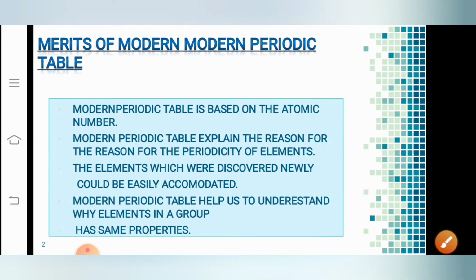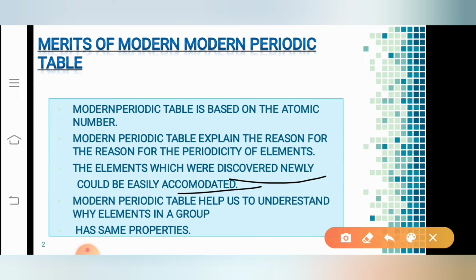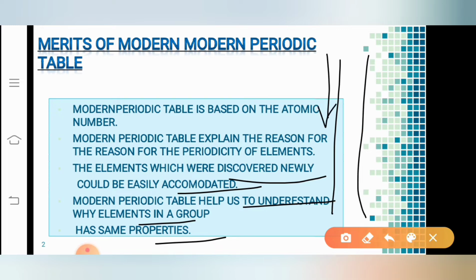Clear? And the new elements which were discovered in the future could be easily accommodated or placed in the modern periodic table. Clear? And the modern periodic table also helps to understand why elements in a group have similar properties. When I was explaining the groups, I told you the elements present in a group have the same or similar properties, right? So the modern periodic table helps us understand why the elements in a group have the same or similar properties.